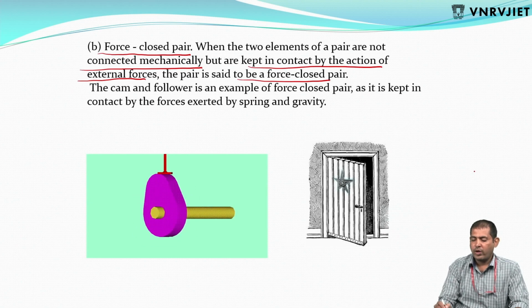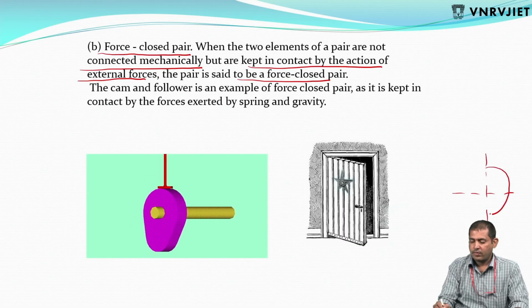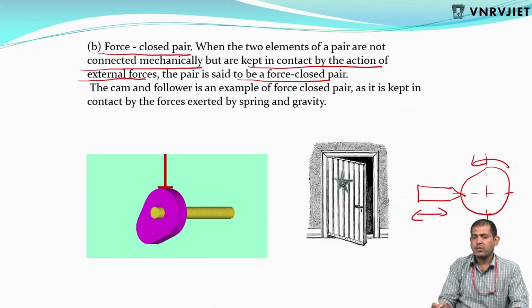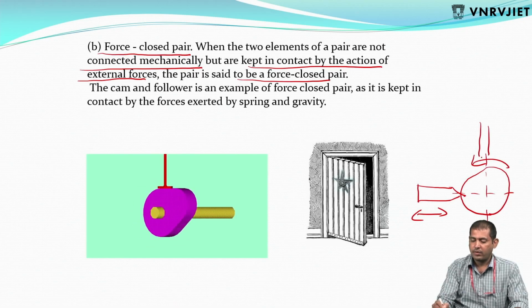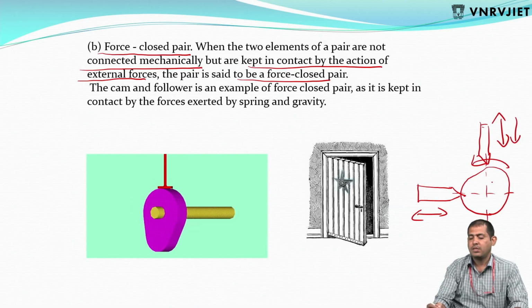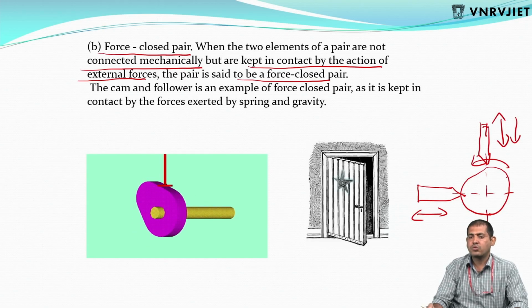For example, if we attach a cam and keep the follower in this direction and rotate the cam, will the follower move? No, it will not move. But if the follower is kept on top, then it moves up and down because its self weight acts on the cam. So some gravitational force or self weight is required to maintain the pair in closed shape. That's called a forced closed pair.